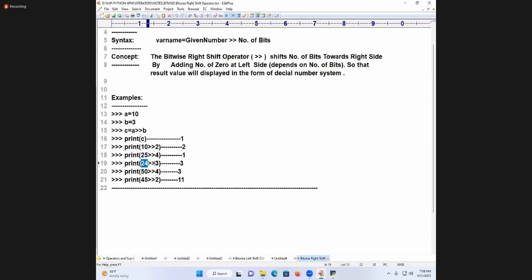Answer is 1. 24 >> 3 is 24 by 2 cube, 8. 24 by 8 is 3. 50 >> 4 is 50 by 16, which is 3. 45 >> 2 is 45 by 2 square, 4. 45 by 4, what is that? 4 11s, 44. 11 is the answer. Understood? This is very, very simple, students.